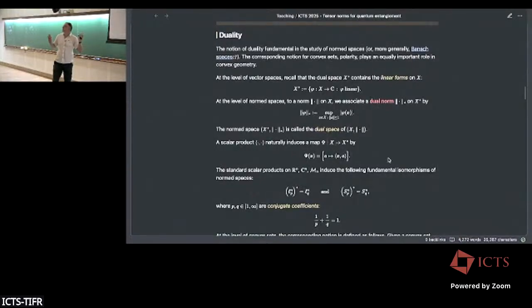Usually you don't have this. So X star is a completely different beast. It's like apples and oranges, X and X star. But if you have a scalar product, the oranges start to look like apples, because to every vector X, you can associate a form, which is just taking the scalar product with this X. So in this situation, when you have a scalar product, think of Hilbert spaces, you have this identification between X and X star, but in general, you don't.